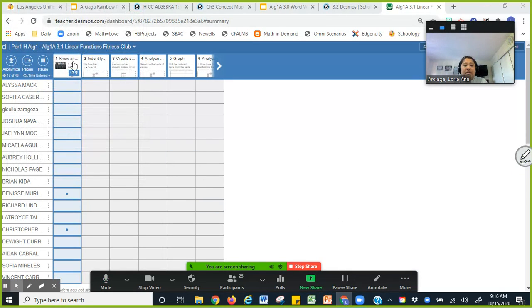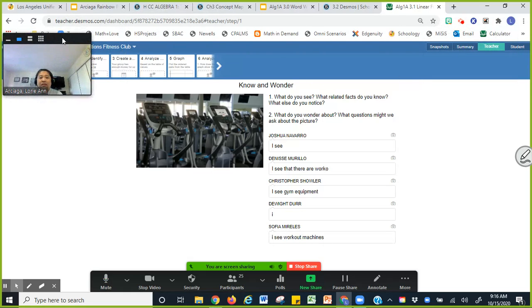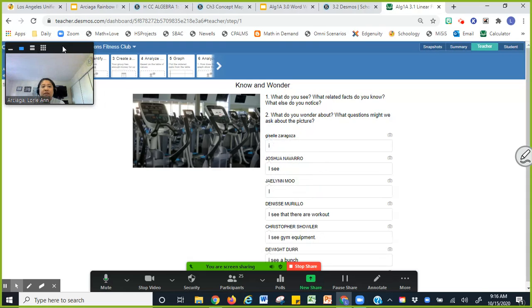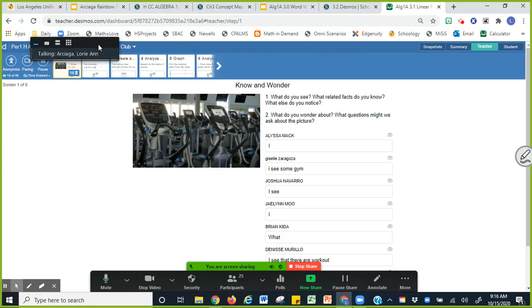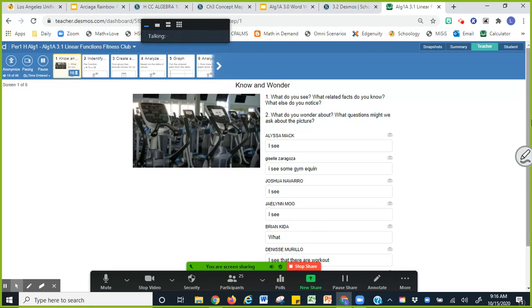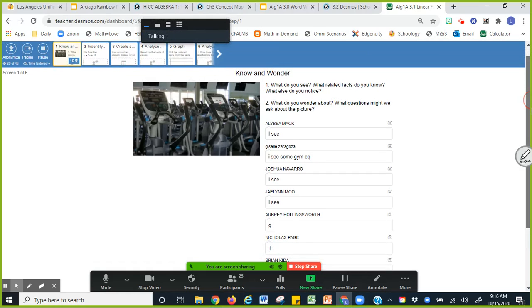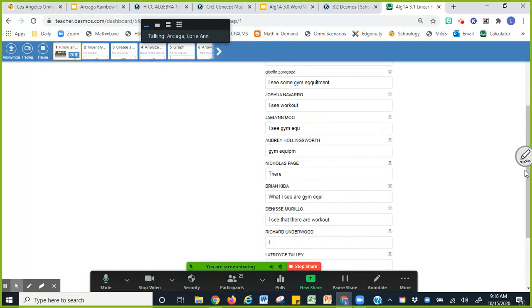Okay, so the first one is your typical know and wonder. What do you see and what related facts do you know? What else do you notice? So that's the first question. The second one is what do you wonder about, or what questions might you have about the picture? All right. Nice. And it doesn't have to be like a paragraph. Could be just a phrase, a word or two.